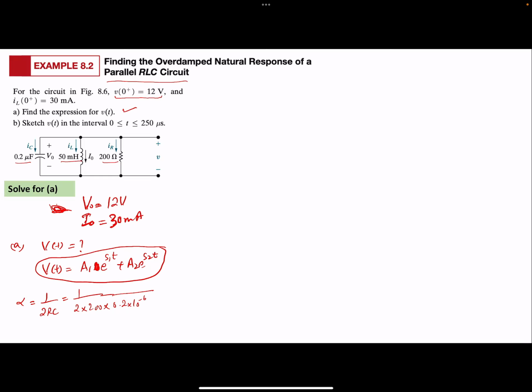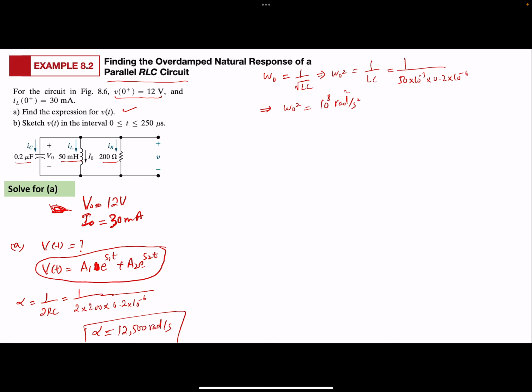I guess this is piggybacking on the previous example problem that we did. So your alpha comes out to be 12,500 radian per second. Let's find the value of omega naught as well. Omega naught squared is 1 over LC, so 1 over inductor, which is 50 millihenry, so 50 times 10 to the minus 3, times C, 0.2 microfarad. Omega naught squared comes out to be 10 to the 8 radian squared per second squared.